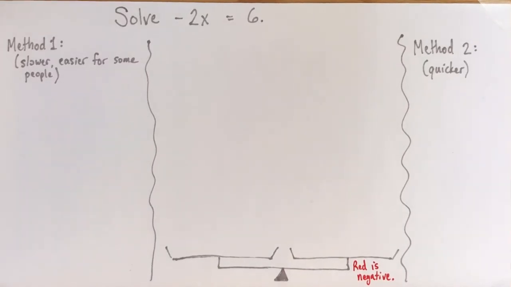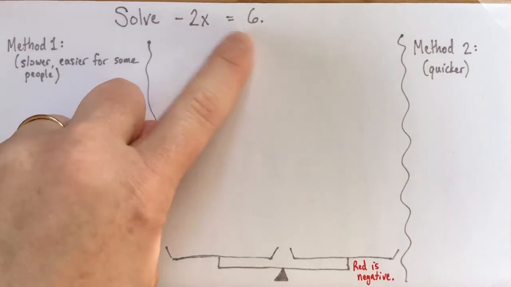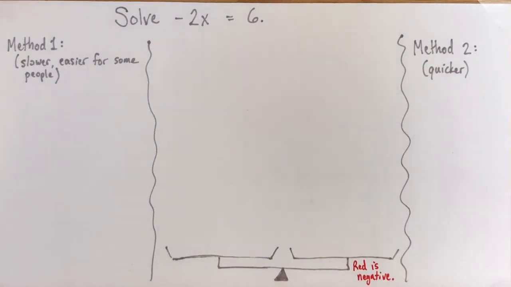Hi, in this video we're going to solve a fairly simple looking equation, negative 2x equals 6. And we're going to do it with two methods. The first way we're going to do is a little bit slower, but a lot of people find it easier. Another advantage is that it's easier to represent with algebra tiles. And the second method is quicker, and some people don't like it as well. So we'll do both ways, and you can choose the method that's right for you.